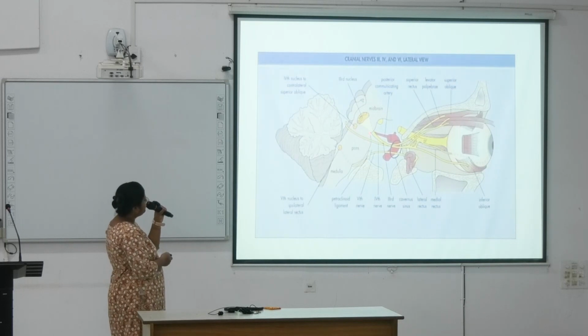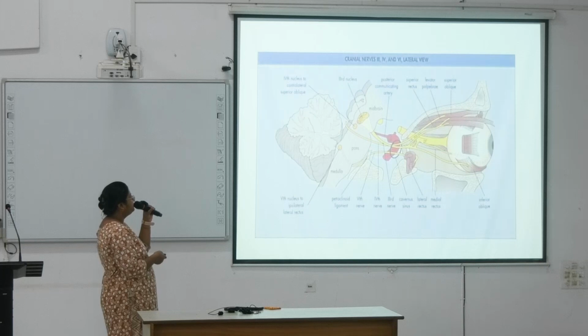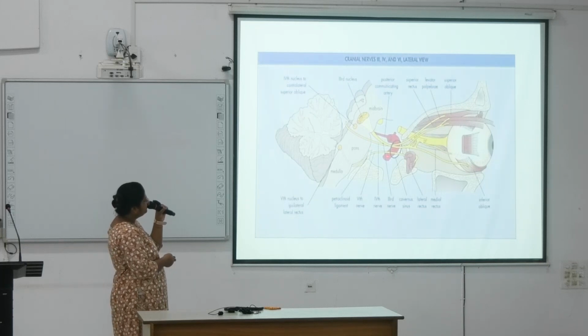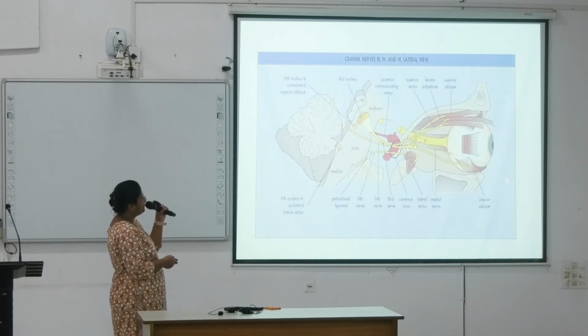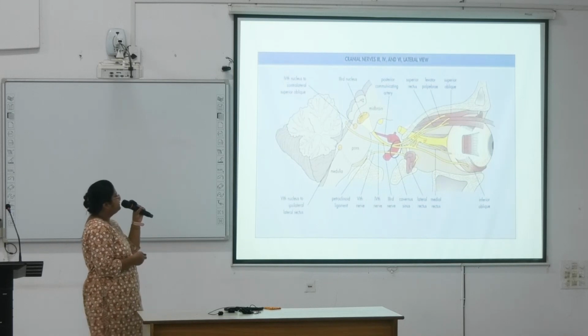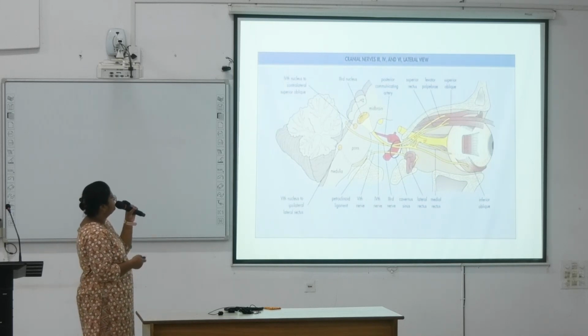See the course here. From the midbrain, it is coming out on the ventral aspect, then passing forward, lying within the cavernous sinus, and then it is dividing into two branches, superior and inferior, and giving branches to the extraocular muscles. See here, the superior rectus, medial rectus, inferior rectus, okay. All these are supplied by this branch from this third cranial nerve.